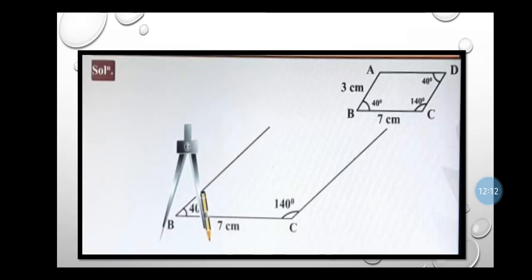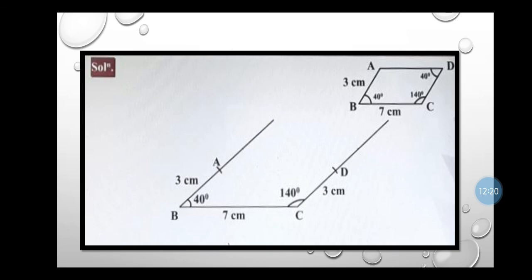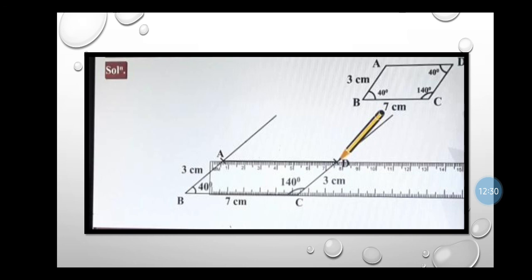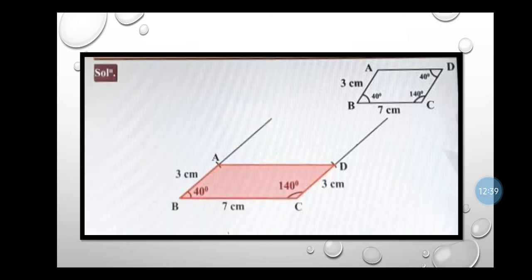Taking a compass, measure with the help of a ruler 3 centimeters, place it on point B, cut an arc of 3 centimeters from B and similarly from C and name the points as A and D. Ultimately you will be joining points A and D. A new segment will be formed, AD, that will be 7 centimeters. Therefore quadrilateral ABCD is the required parallelogram.